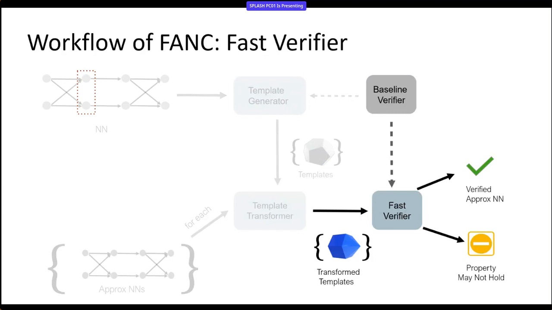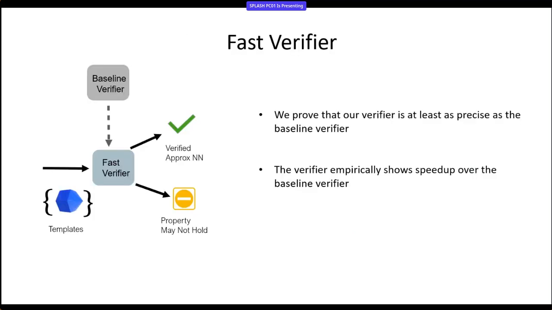And our final and most important step is the verification. In this fast verifier, we take the transformed set of templates, the properties that we are interested in verifying, and the approximate network that we are interested in verifying. Because it's an incomplete verifier, there are two possibilities: we verify the property, or we just say that the property may not hold. We show that this fast verifier is in theory at least as precise as the baseline verifier. So there is no loss in precision in theory, and empirically we show that it gives us a speedup compared to the baseline verifier.